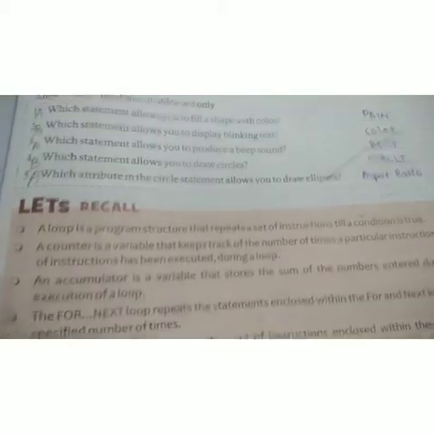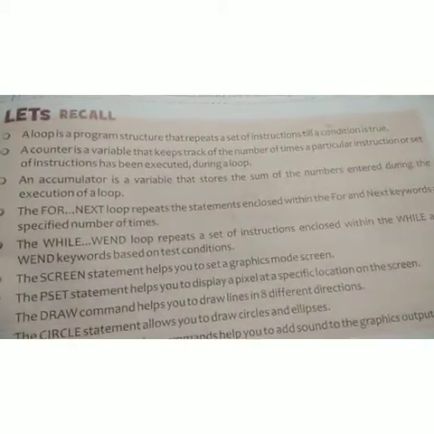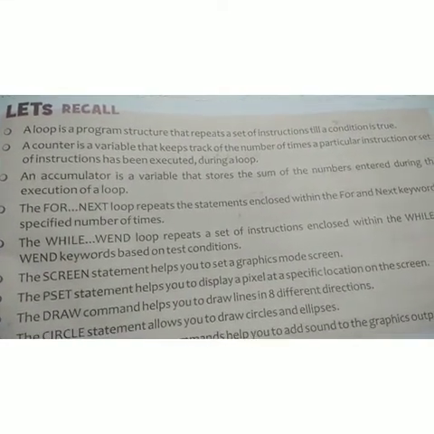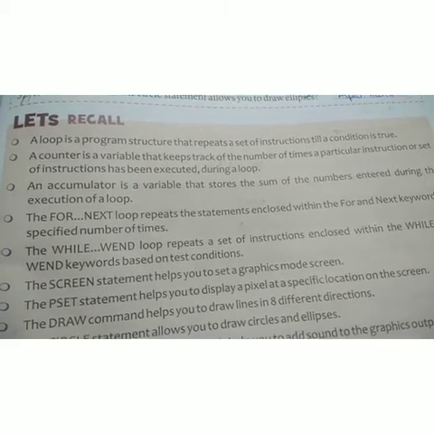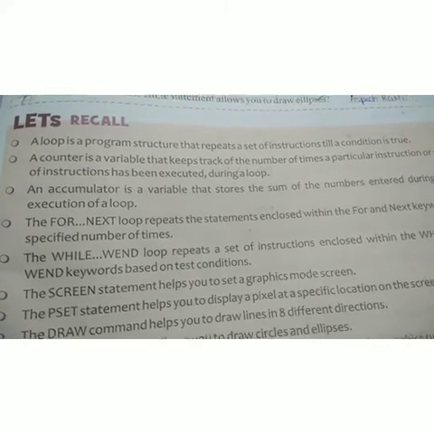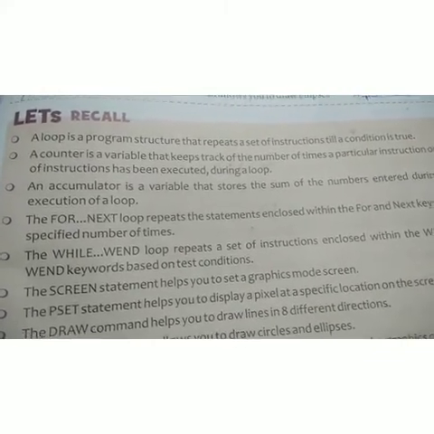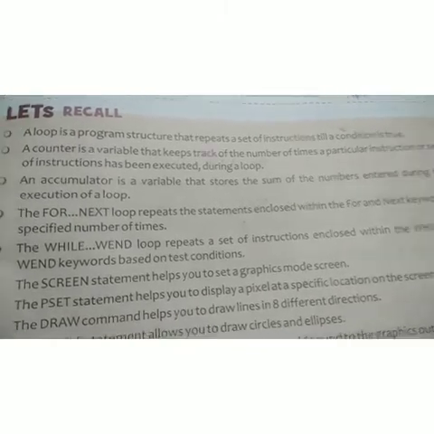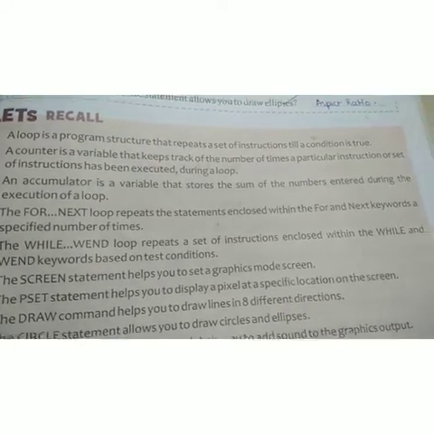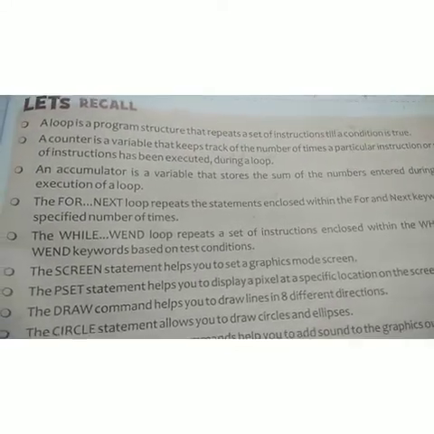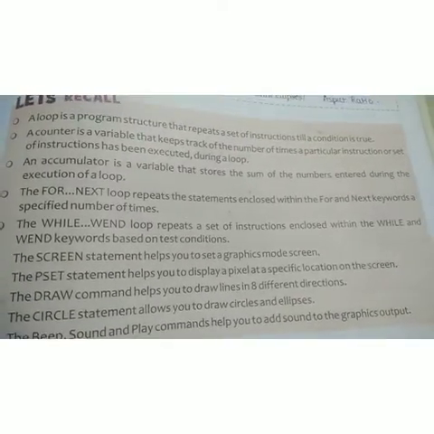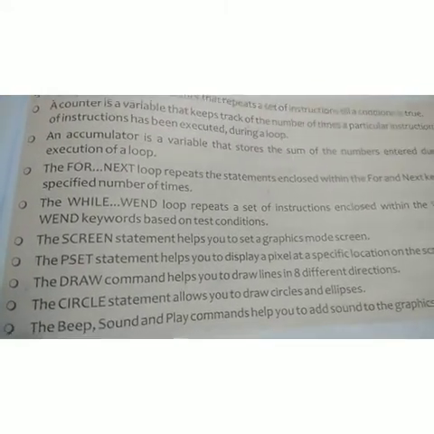Come on, next, let's recall the points. First, a loop is a program structure that repeats a set of instructions until a condition is true. Second, a counter is a variable that keeps track of the number of times a particular instruction or set of instructions has been executed during a loop. Next, an accumulator is a variable that stores the sum of the numbers entered during the execution of a loop. The FOR NEXT loop repeats the statements enclosed within the FOR and NEXT keywords a specified number of times. The WHILE WEND loop repeats a set of instructions enclosed within the WHILE and WEND keywords based on a test condition.